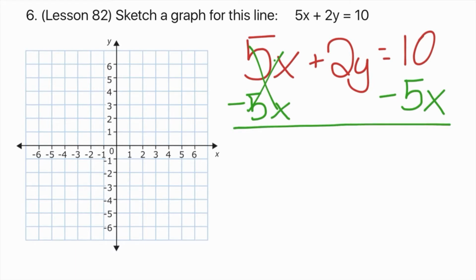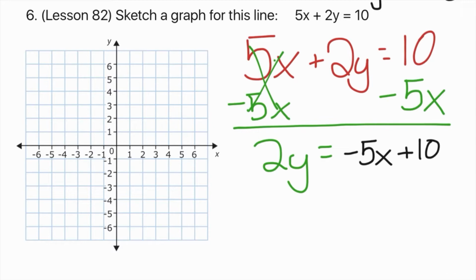And I'm left with 2y on the left. And now 10 and 5x, I can't combine them because they're not like terms. So I'm just going to have to write them next to each other. I'm going to write it as negative 5x plus 10 because if you recall, slope-intercept form is y equals mx plus b, and the x comes before the constant.